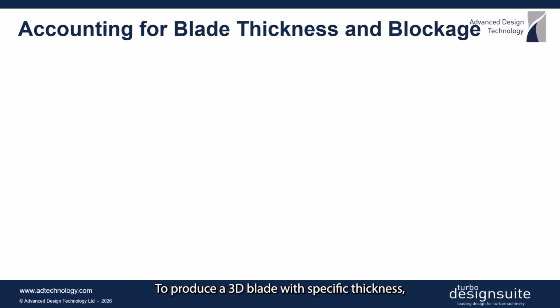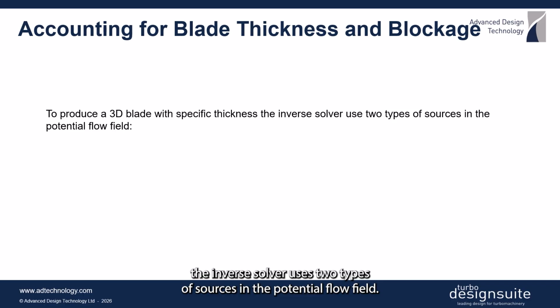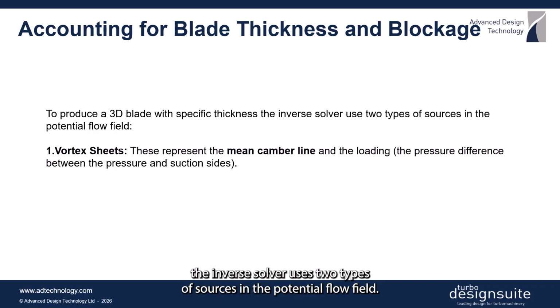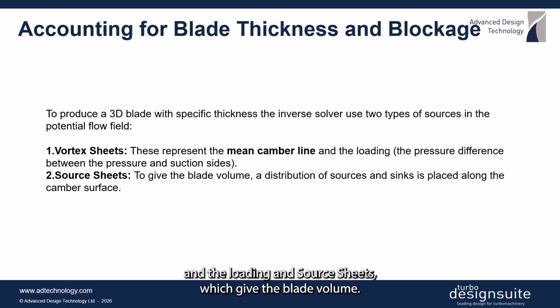To produce a 3D blade with specific thickness, the inverse solver uses two types of sources in the potential flow field: vortex sheets, which represent the mean camber line and the loading, and source sheets, which give the blade volume, with a distribution of sources and sinks placed along the camber surface.